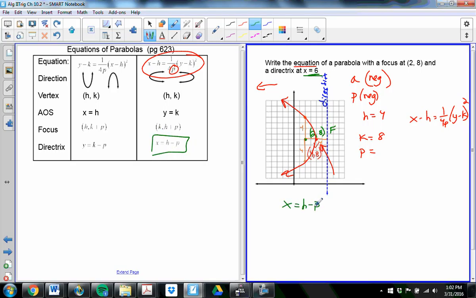So I can just take my directrix equation, but I know that the directrix was at x equals 6, so it's really 6 equals h minus p. That's a really bad 6. And I know that my h value is 4, and I solve for p. It makes sense that p is negative because we knew p had to be negative, so p is negative 2.